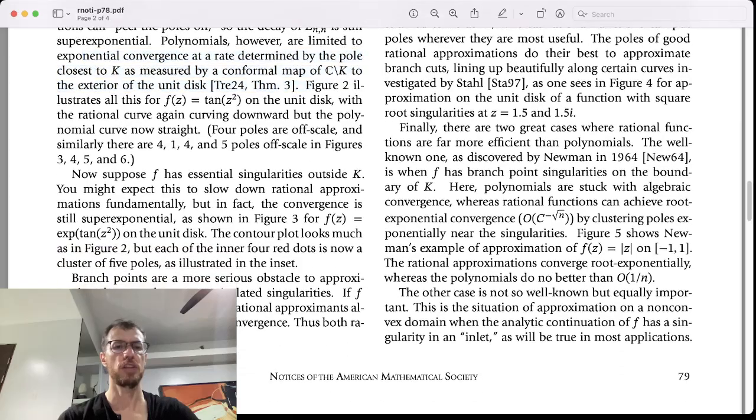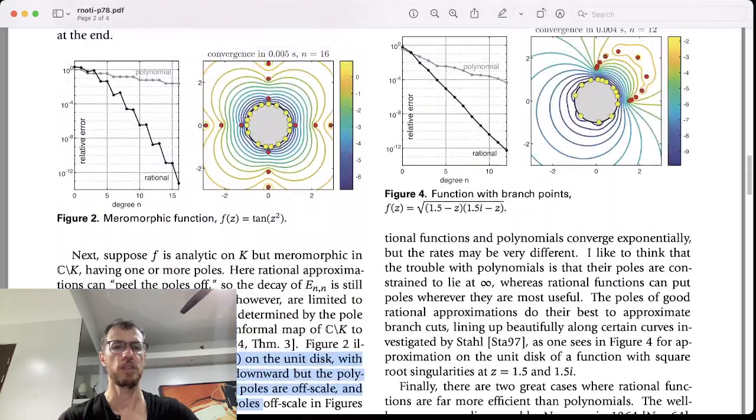Figure 2 illustrates all this for f of z equals tangent of z squared on the unit disk, with the rational curve again curving downward, but the polynomial curve now straight. 4 poles are off scale, and similarly there are 4, 1, 4, and 5 poles off scale in figures 3, 4, 5, and 6. Let's look at figure 2.